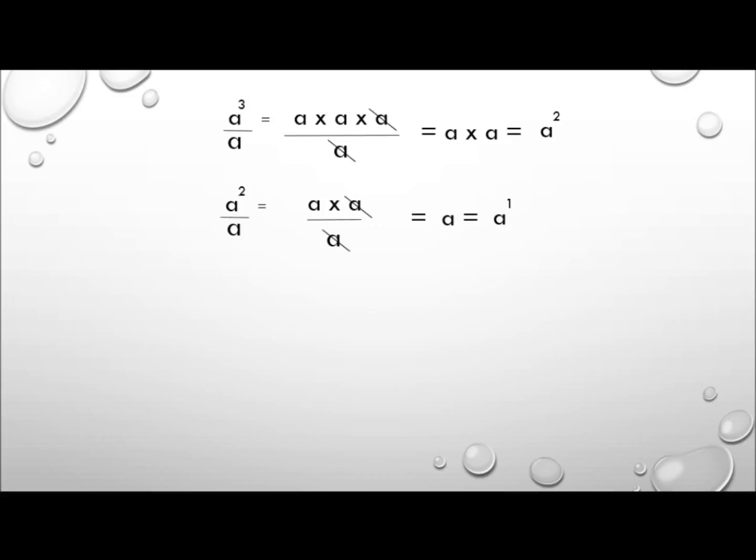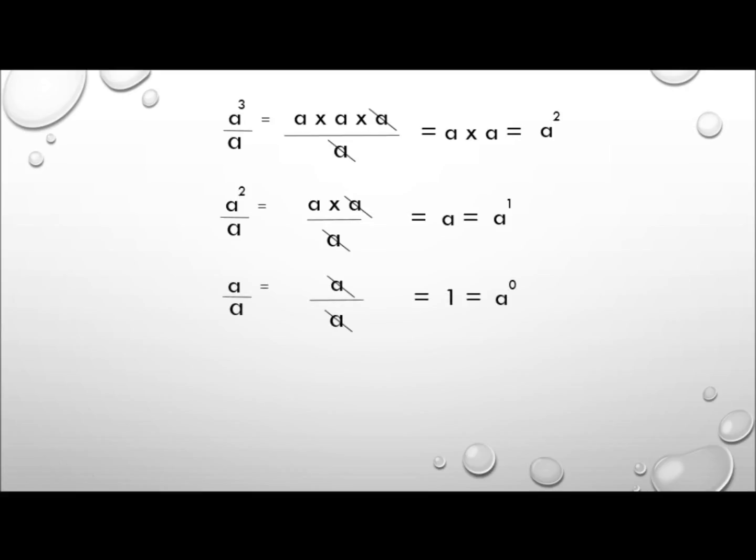If we repeat the process, we've got a squared and then we divide that by a. Well, that's just a times a divided by a. Cancel the a's from the top and bottom, and that just gives us a. But if we try it the way we did before, that if we're dividing by the base, we're taking one away from the index, then that too should become a to the power 1. So a to the power 1 is equal to a, which gives us the general rule: anything raised to the power 1 is itself.